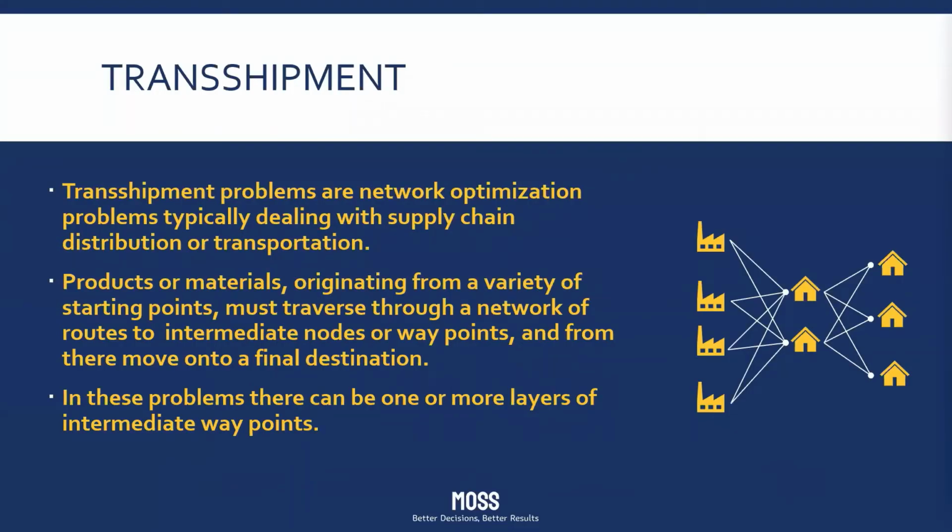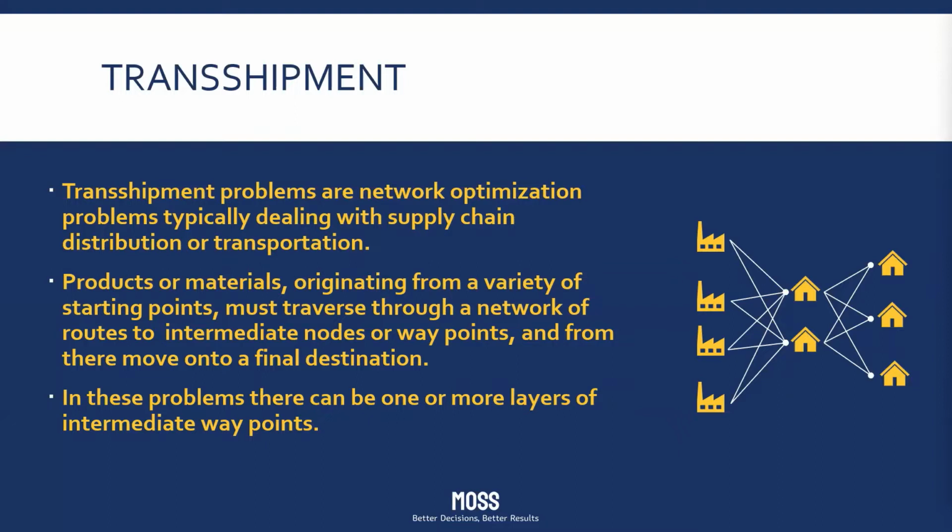Let's start with a quick overview of what a transshipment problem is. Transshipment problems are network optimization problems, typically dealing with supply chain distribution or transportation. As depicted to the right, products or materials originating from a variety of starting points must traverse through a network of routes to intermediate nodes or waypoints, and from there move on to a final destination. This type of transportation problem is characterized by the existence of intermediate transfer points.